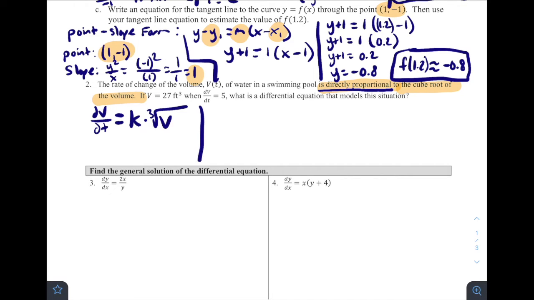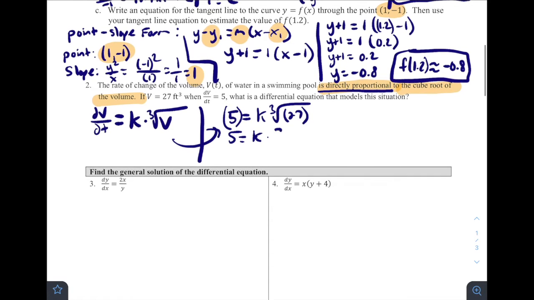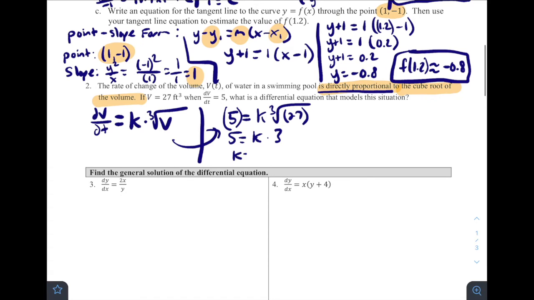So if we do that, we can go over here and we can say, okay, well, dv dt is 5. And we don't know what k is, but we're going to take the cube root of our volume, which is 27. So 5 is equal to k times the cube root of 27. Cube root of 27 is going to be 3, which means if I want to get that k by itself, we need to divide by 3 on both sides. So k is going to equal 5/3 for that.